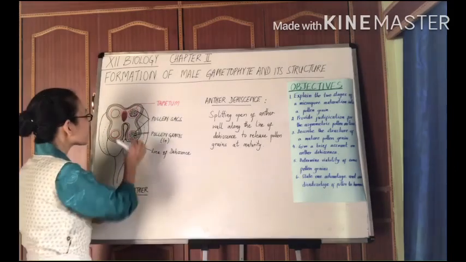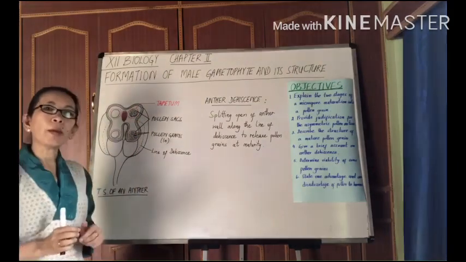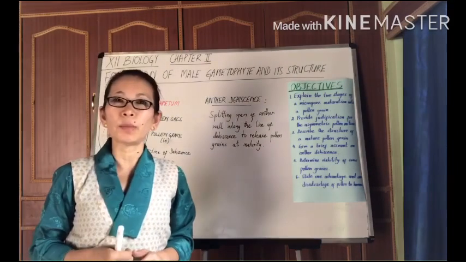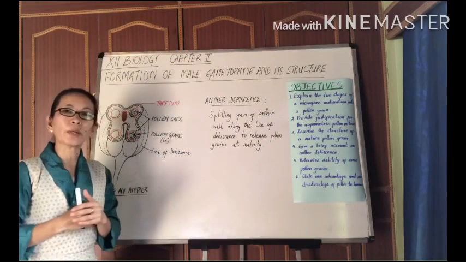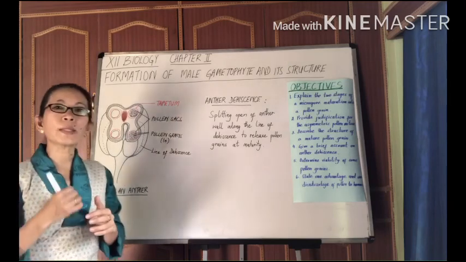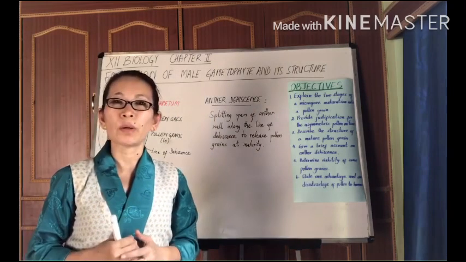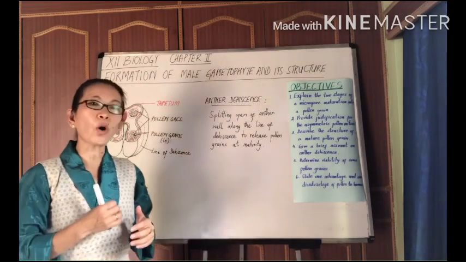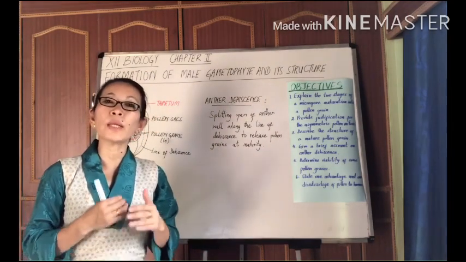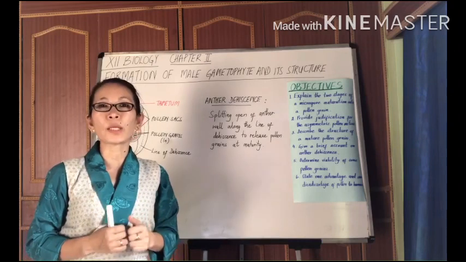And not only that, the inner layer to the epidermis, the layer beneath the epidermis, which is the endothecium. That endothecial layer even gets a secondary wall deposition. Secondary wall deposition basically means we have more thickening, more lignification taking place in the endothecial layer.